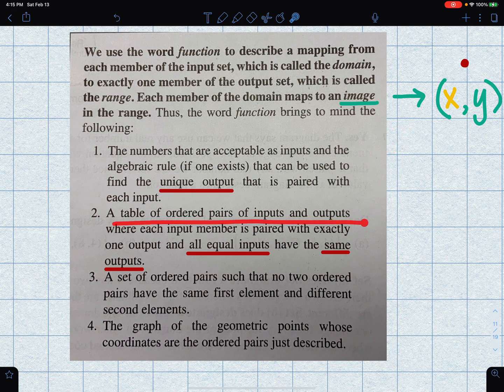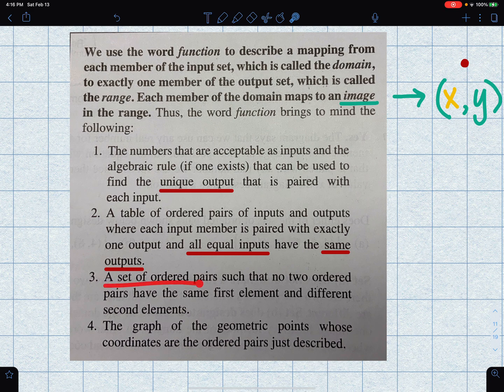A table of ordered pairs of inputs and outputs where each input member is paired with exactly one output, and all equal inputs have the same outputs. In other words, you can have 4 quarters to get your y, or you can have $1 to get your y. It doesn't matter as long as each input gives you the same output.